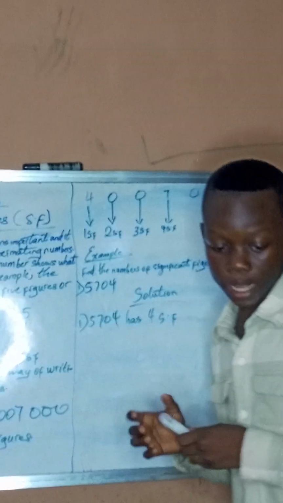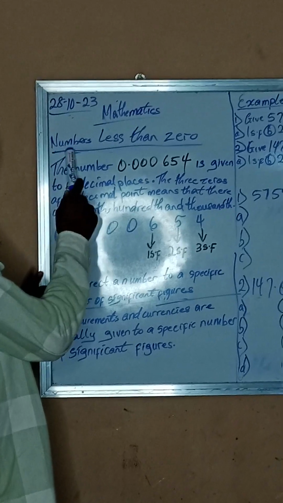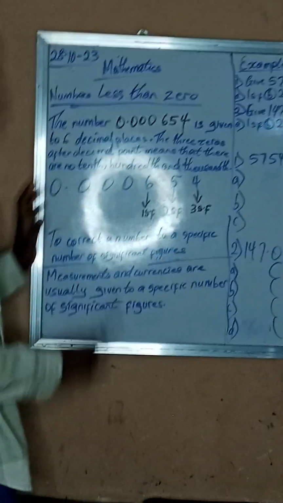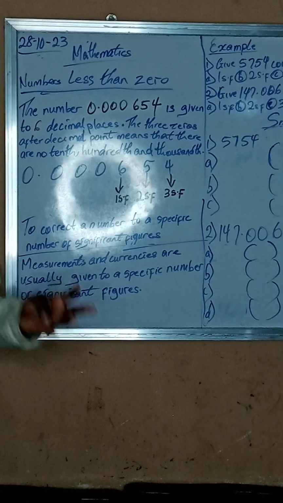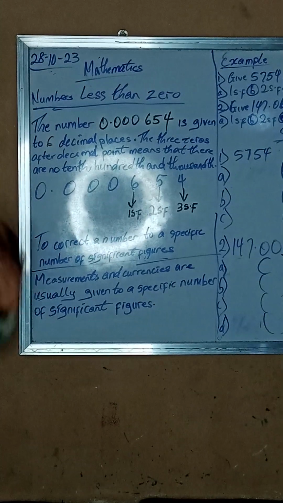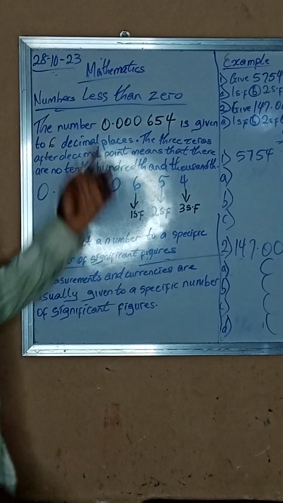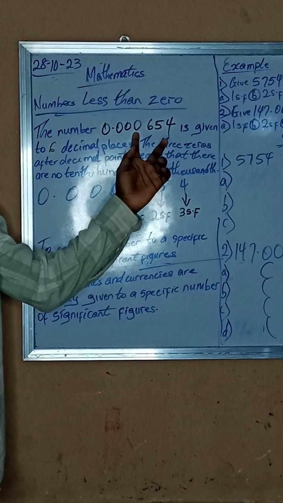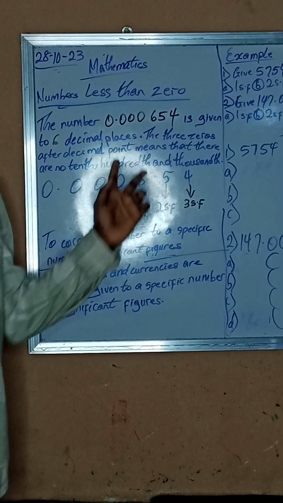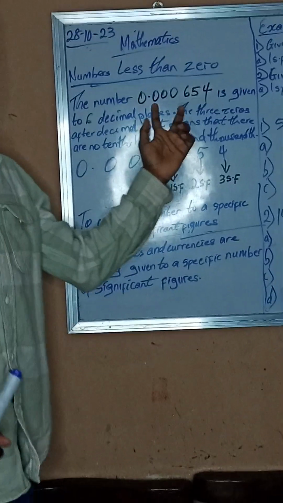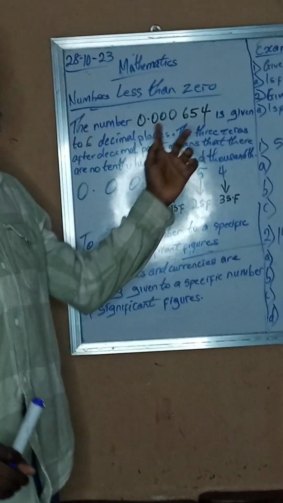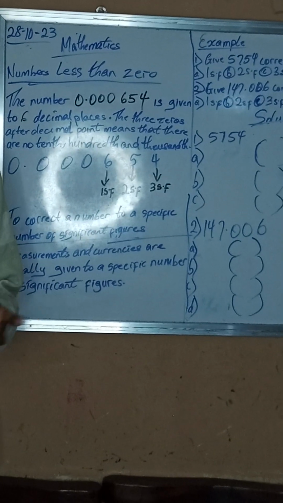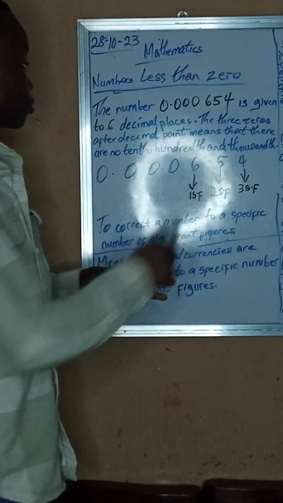So let's go into the next subtopic. Entering number less than 0. The number 0.000654 has 6 decimal places. The first three zeros after the decimal point are not significant, they are insignificant. This means that there is no 10, 100, and 1000.